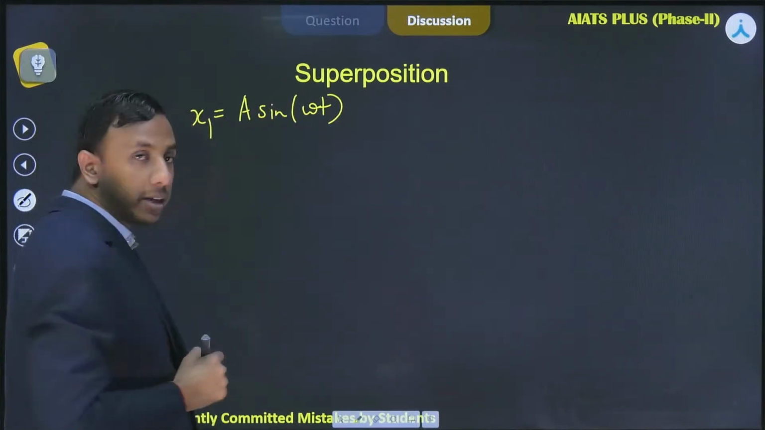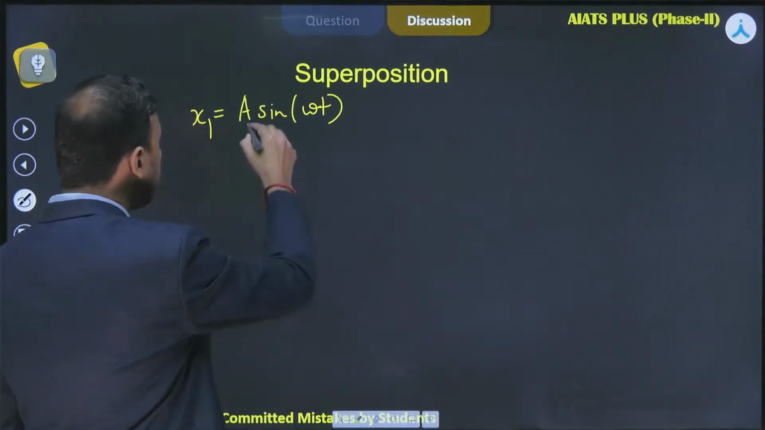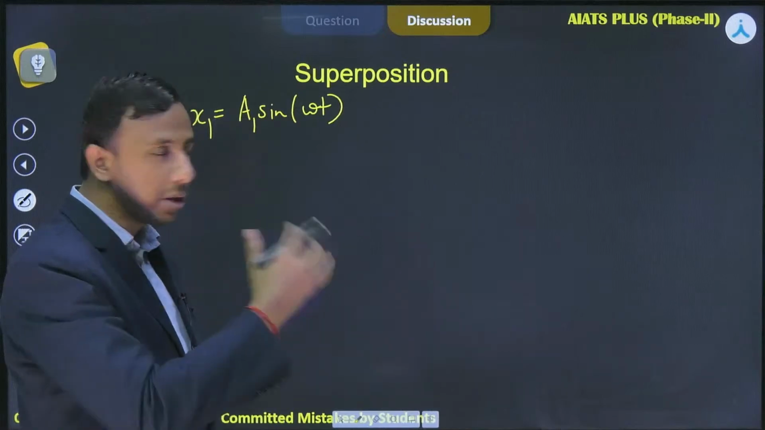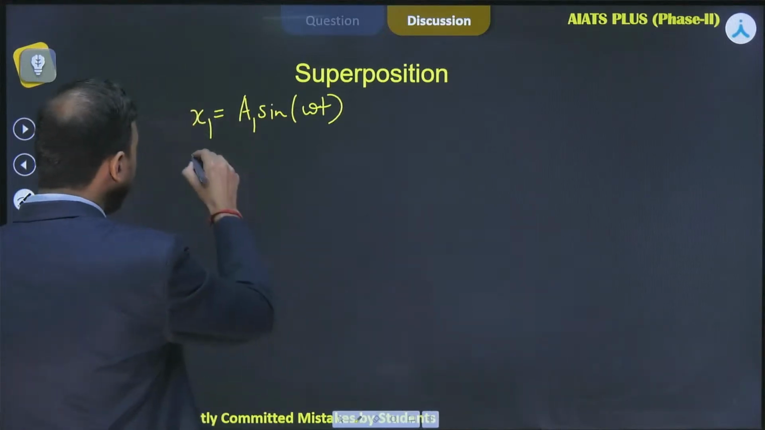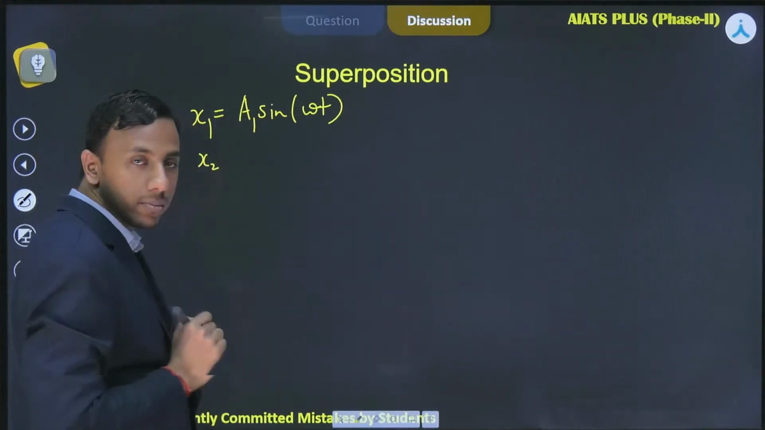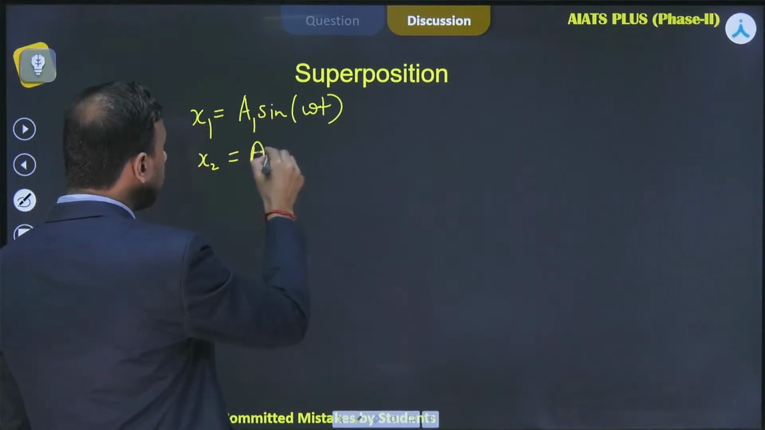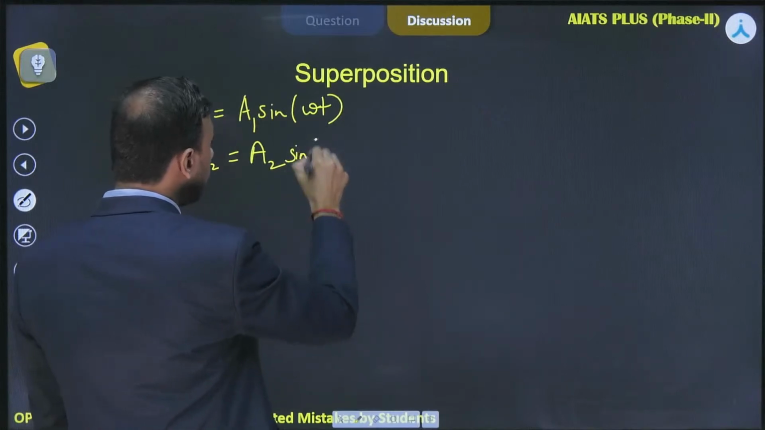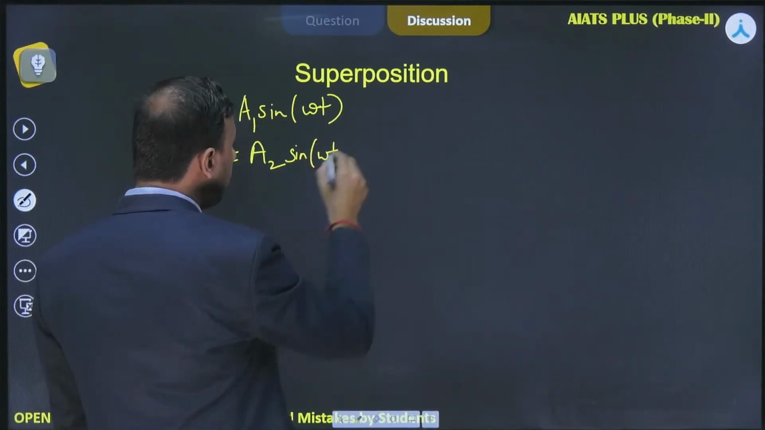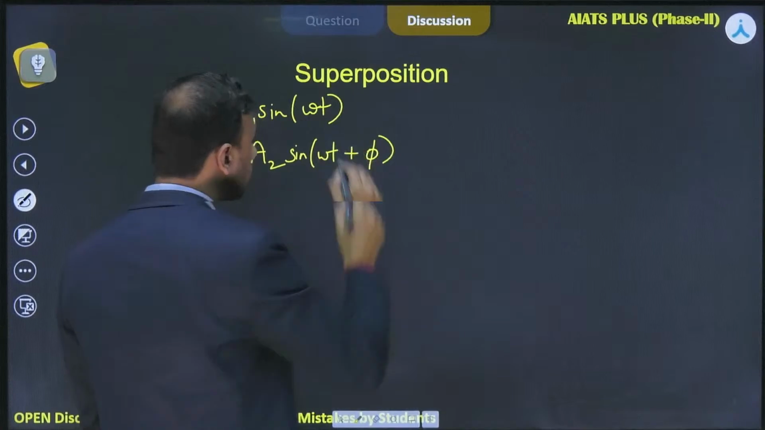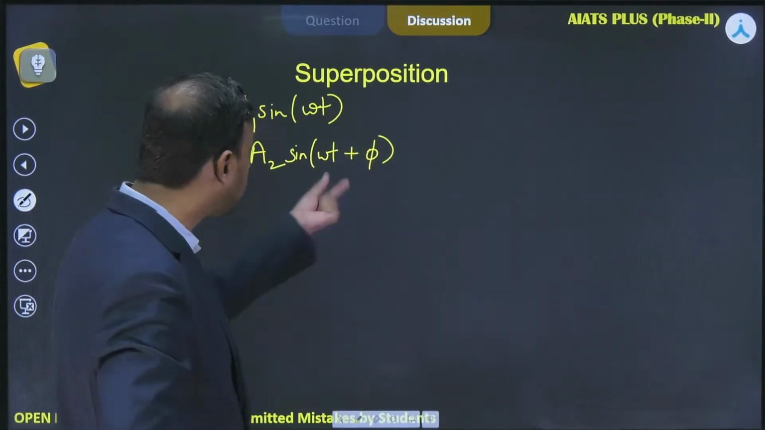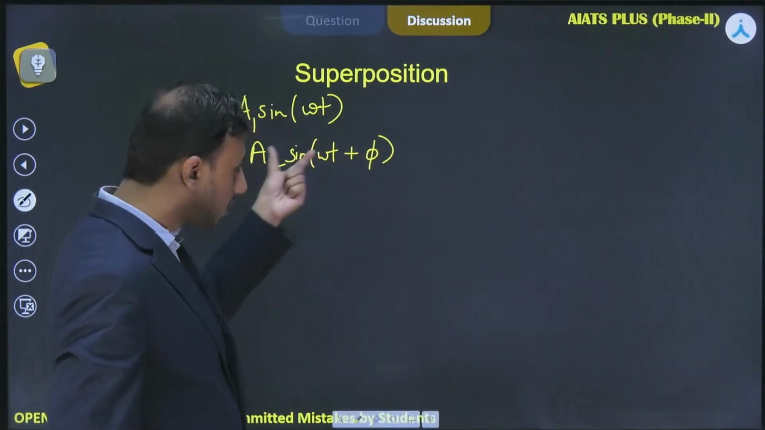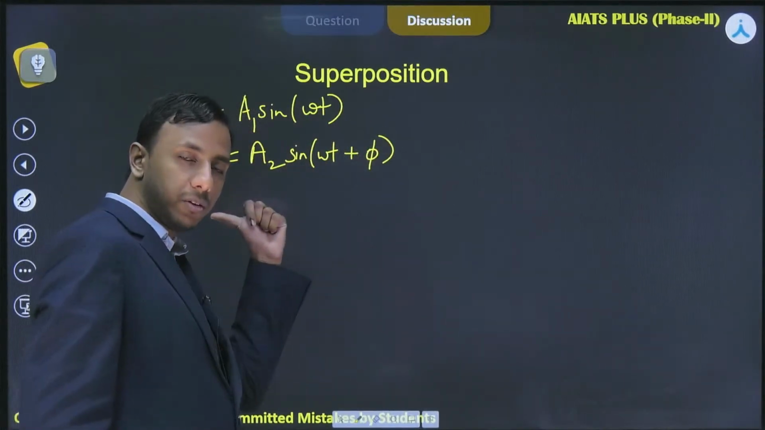So let's say this is particle 1, and it is oscillating, or undergoing SHM, with amplitude A1, and we have another particle 2. It is oscillating with amplitude A2, A sine, let's say, omega t plus phi. So what does this mean? Phi is a constant, and here we will use the same terminology which we used over there.